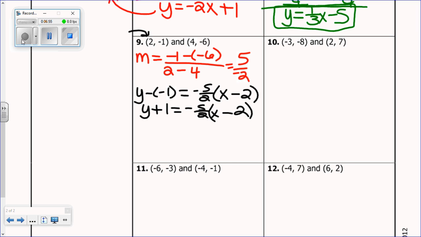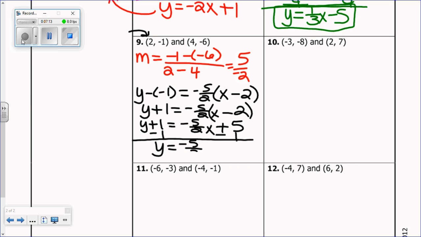And now I'm going to distribute. So I get y plus 1 equals -5/2 x plus 5. And then we're going to subtract 1 from both sides. So now we're left with y is equal to -5/2 x plus 4. Okay. And then let's do number 10.